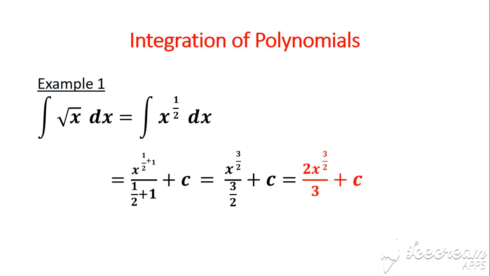Now, you might want to tidy this up. You don't have to for the achieve level. That's probably okay as it is. But if you need to tidy it up, the 3 halves can be changed into square root of x cubed. Just go back and brush up your exponent rules if you're a bit rusty. So we're going to end up with 2 times the square root of x cubed divided by 3 plus our constant c.